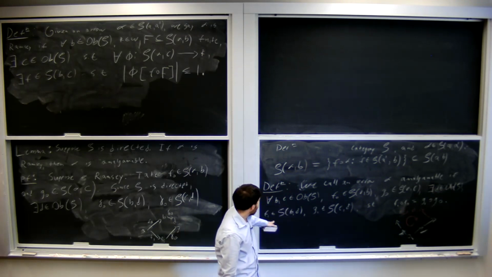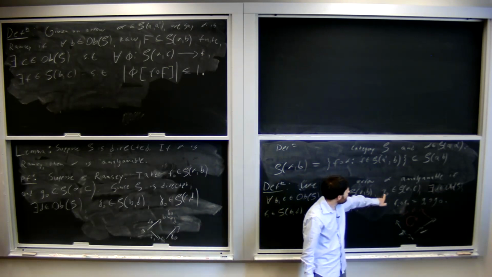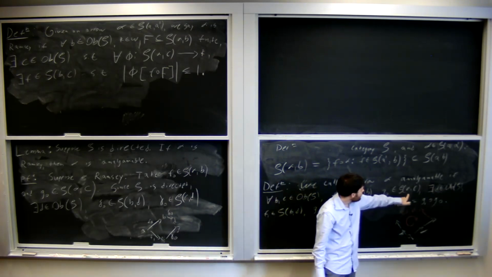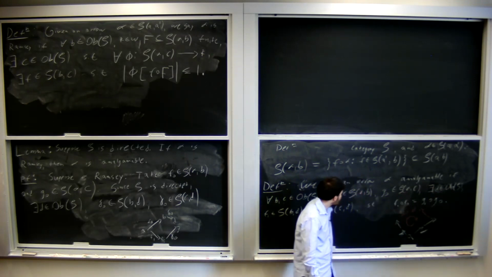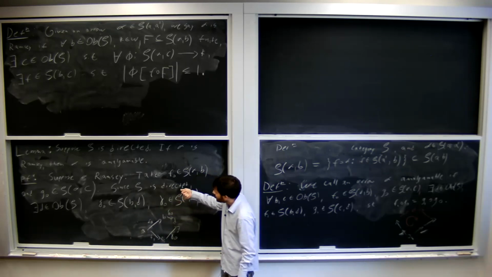Call an arrow amalgamable if whenever you take some B, C and some arrows from alpha to B and alpha to C.